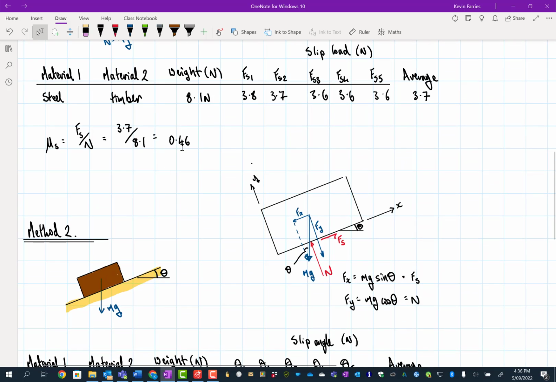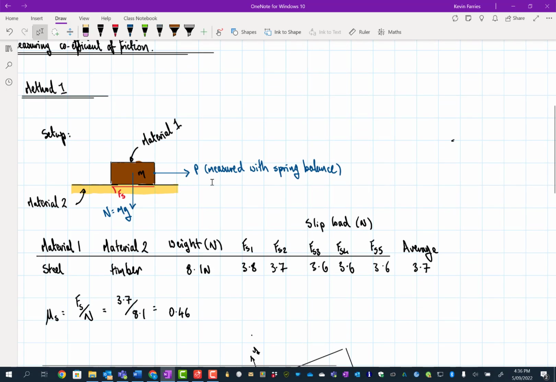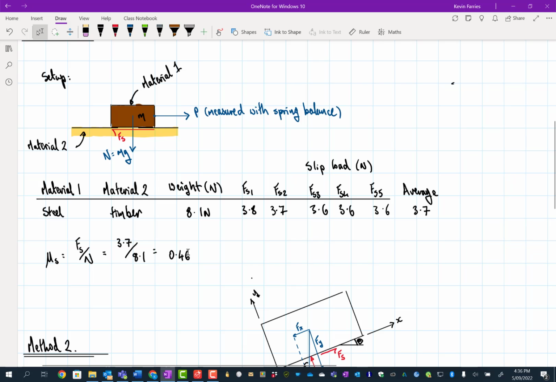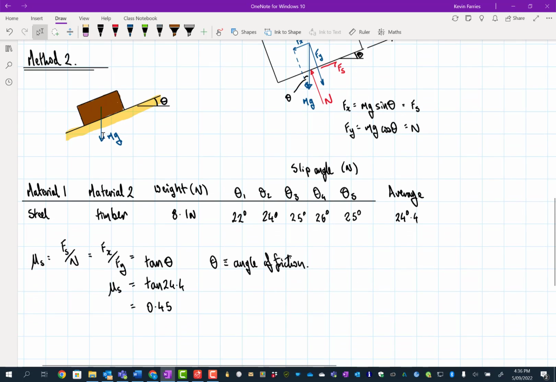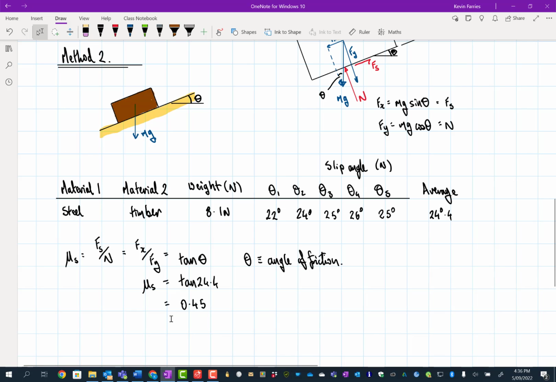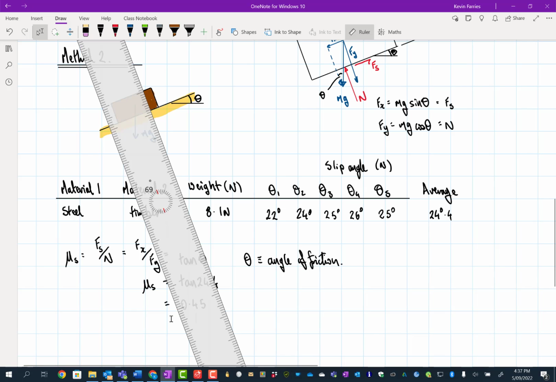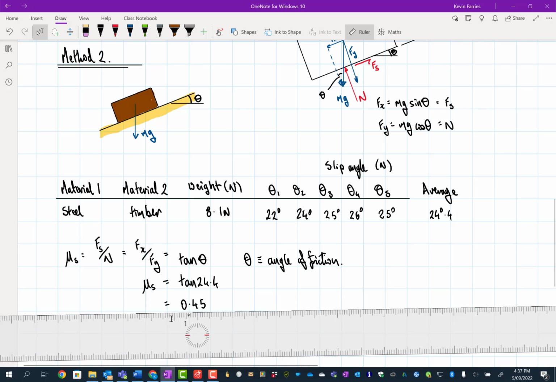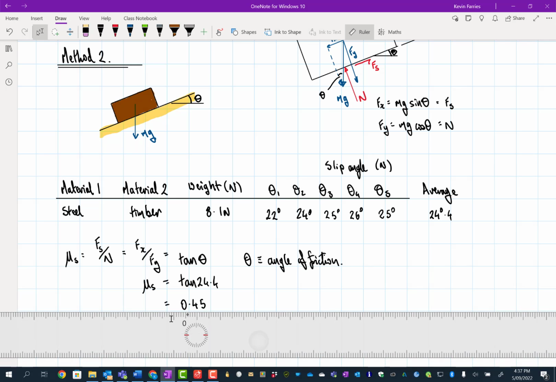So this was calculating it just by looking at the force you pulled along horizontally. We've got 0.46. Using the angle and lifting this up until it slips, we're getting a very similar result of 0.45. So pretty happy that we've got a reasonably good estimation of the friction coefficient between that weight and that timber.